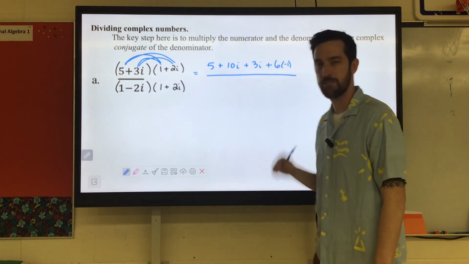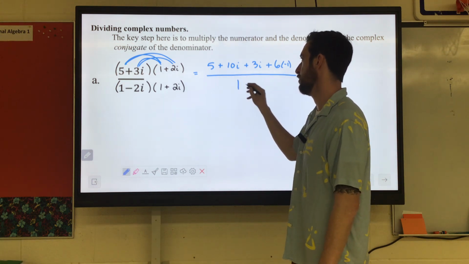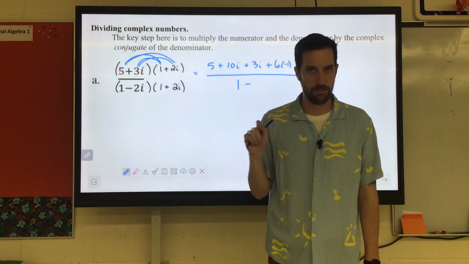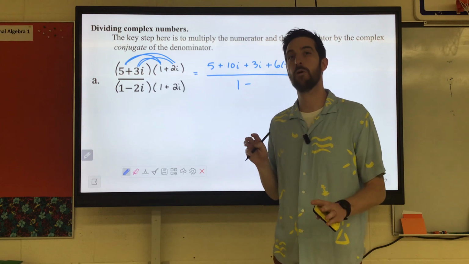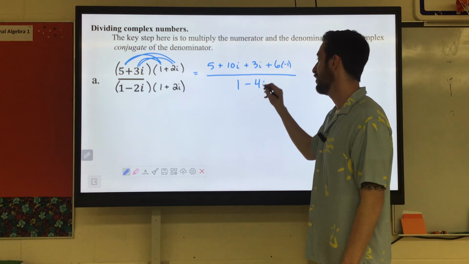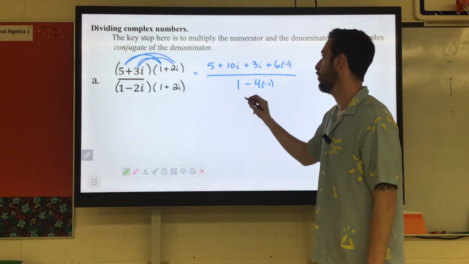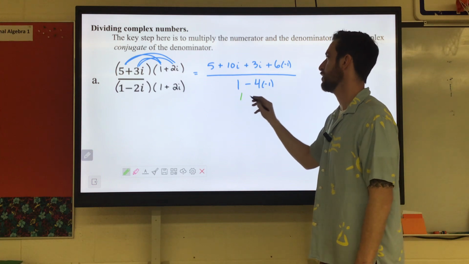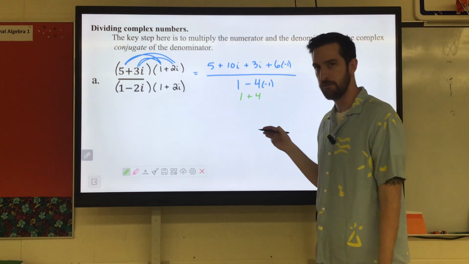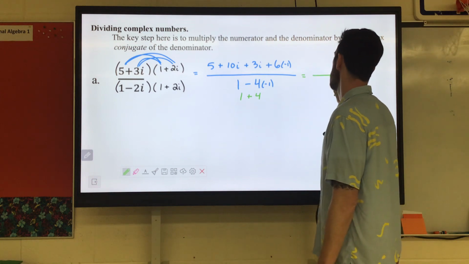Denominator, difference of squares. So you square the first term. 1 times 1 is 1. You put a minus, and you square the second term. 2i times 2i is 4i squared. But again, I'm going to replace the i squared with a negative 1. So this becomes 1. Look, negative 4 times negative 1 is positive 4. So our denominator just became 5.